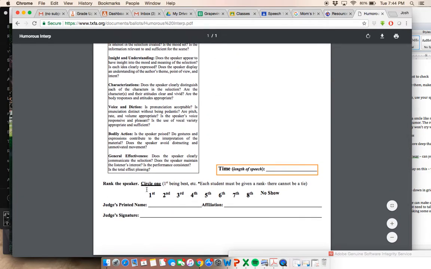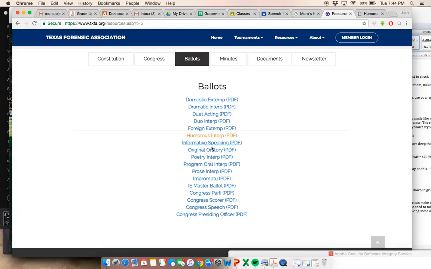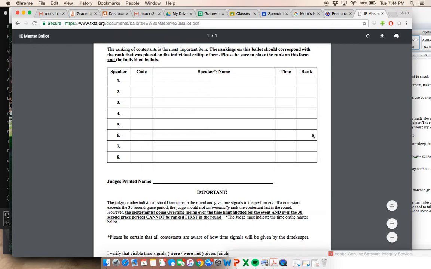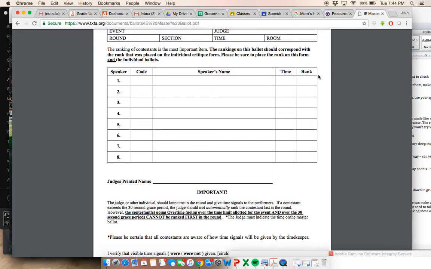Notice on the ballot down here that you need to circle a rank, print your name, sign it, and where you're from, and make sure that the ranks on this master ballot match up with the ones on the individual ballots. Above all, remember this is a subjective activity, so however you rank them is how you rank them. Don't feel bad about it as long as you're giving good feedback.